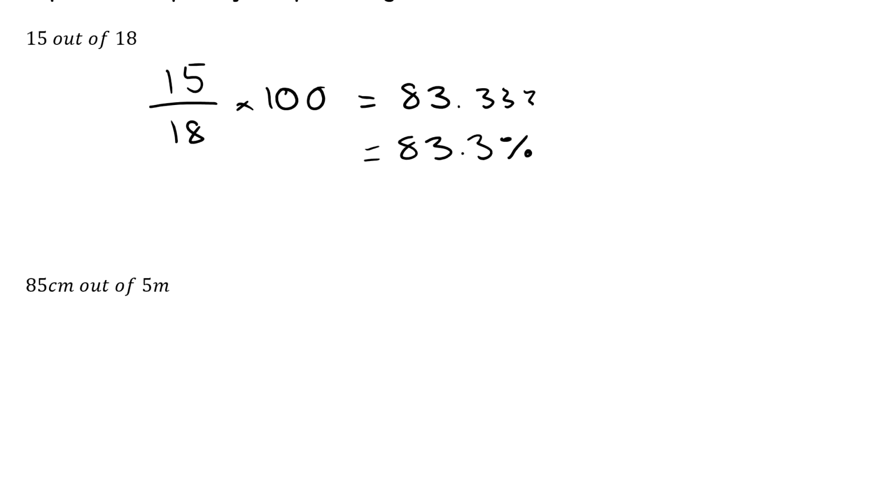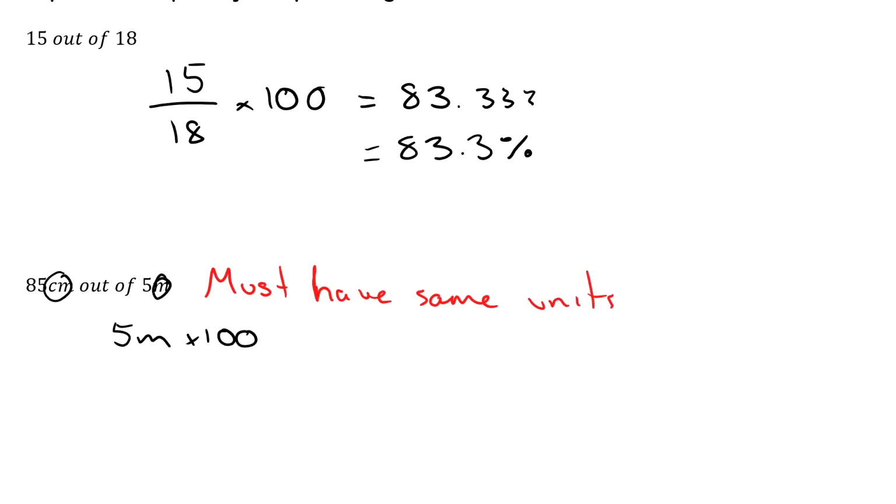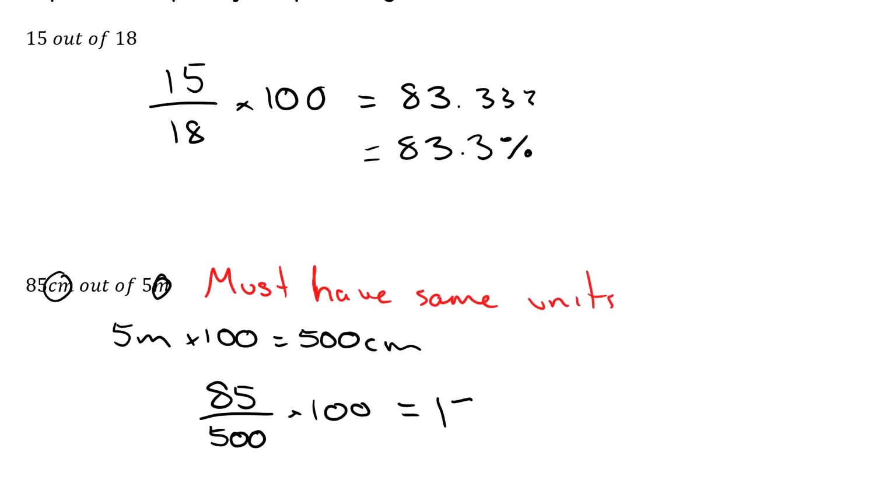So again, we have 85 centimeters out of 5 meters. Problem here is we have centimeters and we have meters. So we need the same units. So we need to convert our 5 meters. So 5 meters times 100 equals 500 centimeters. So 85 over 500, and we times it by 100, and that gets us 17%.